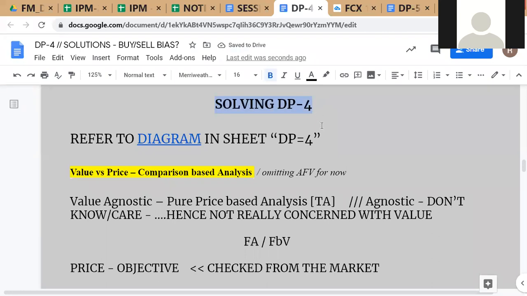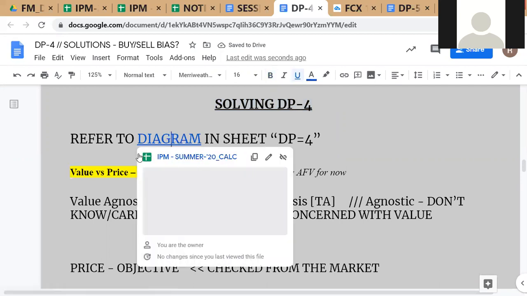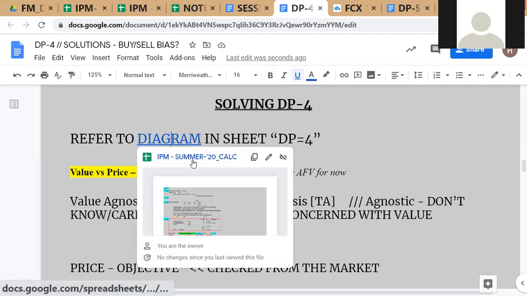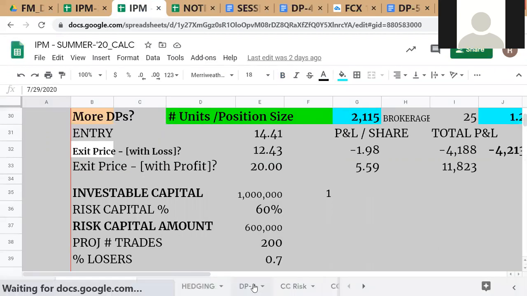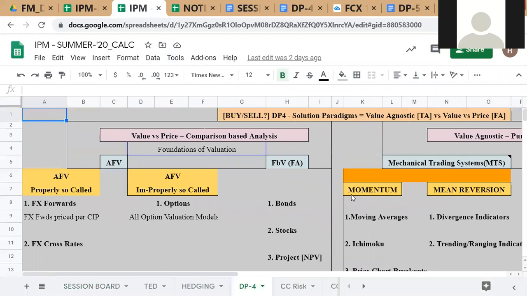All right. Here I've referred to this diagram. The way these hyperlinks work, if you directly click this, it will take you straight into the DP4 sheet. Otherwise, you go there. This is the diagram that we looked at, and we said that there are two broad approaches to solving this problem.